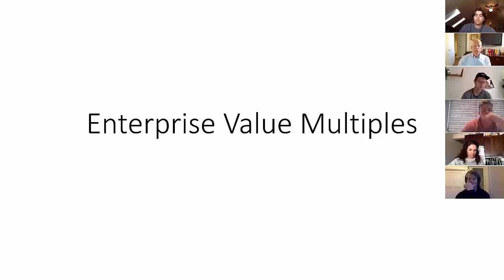So there's a whole class of multiples or ratios that we can think of as enterprise value ratios. And they literally are the firm's enterprise value divided by some cash flow variant. It might be free cash flow, it might be EBIT, it might be EBITDA, it might be NOPLAT, but typically they're a cash flow variable of some kind.